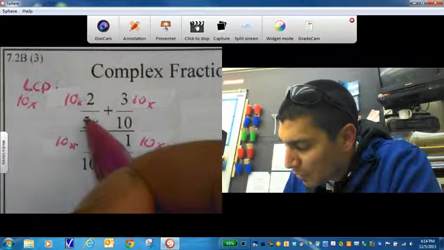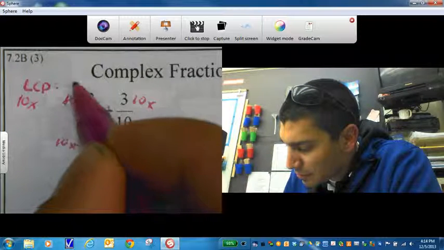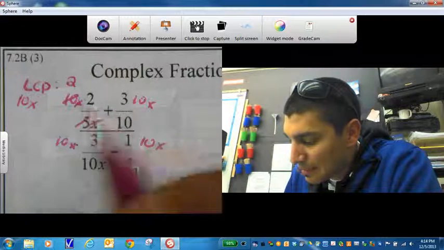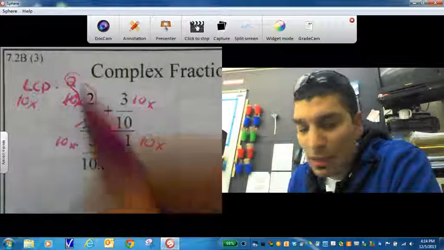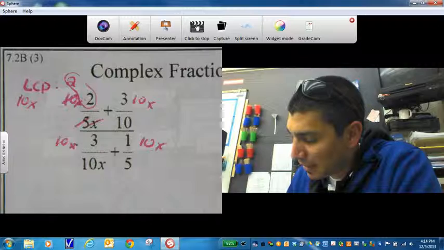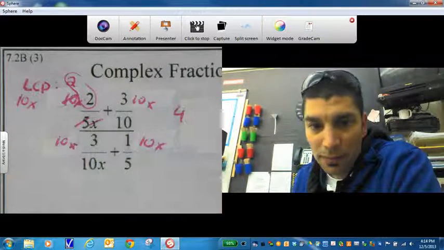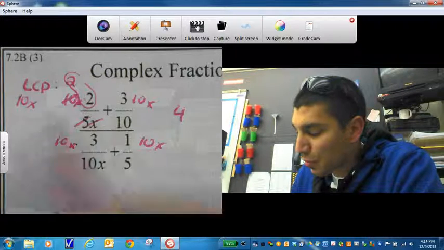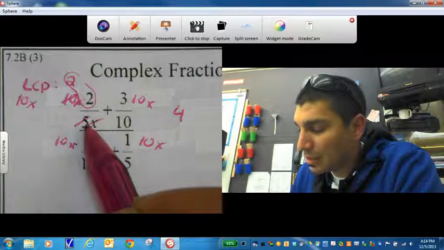Can 5 go into 10? How many times? Can x go into x? 1 time. What's left right here? I have 2 times 2. And I just simplify that, and that would make 4. For this piece here, that makes 4. There is no more little fraction over here.